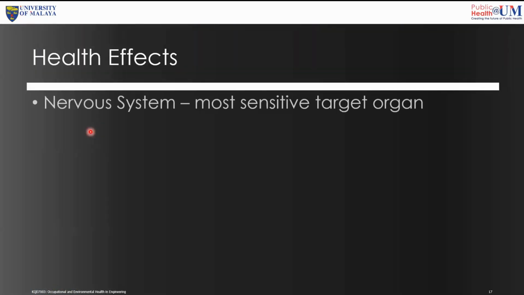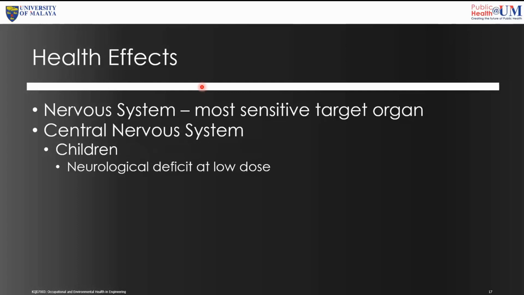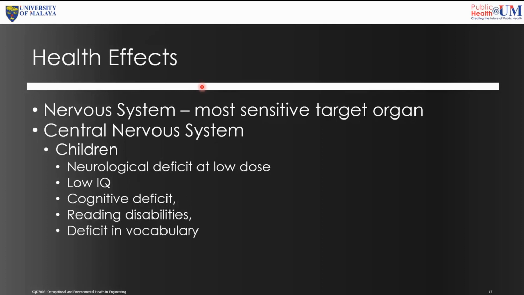So what are the health effects of lead? Basically, lead can cause a central nervous system defect. It's the most sensitive target organ. It can affect either your central nervous system or your peripheral nervous system. The central nervous system in children is more affected because a growing child's brain is still in the forming stage, so their blood-brain barrier is not fully formed yet. So there is more effect if the child is exposed to lead.